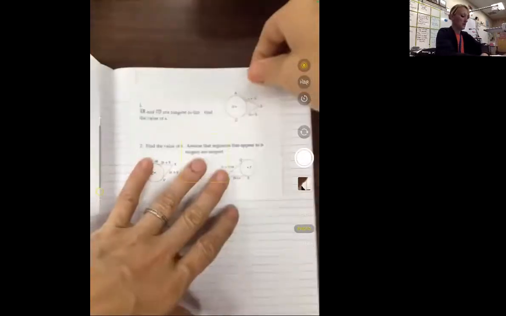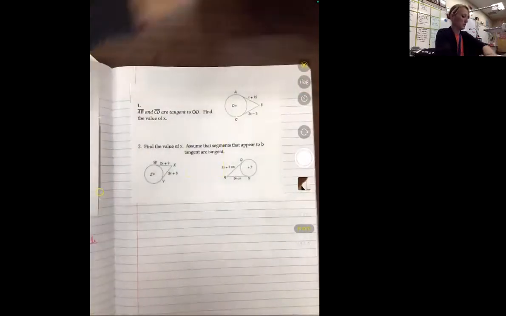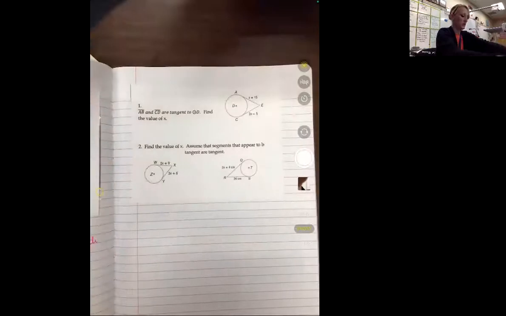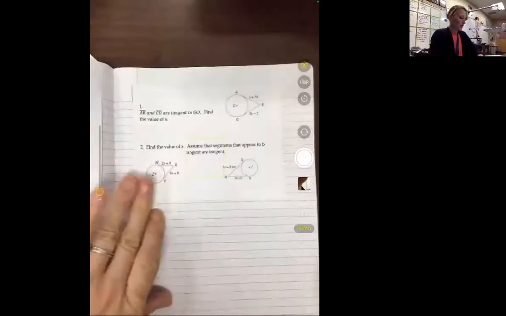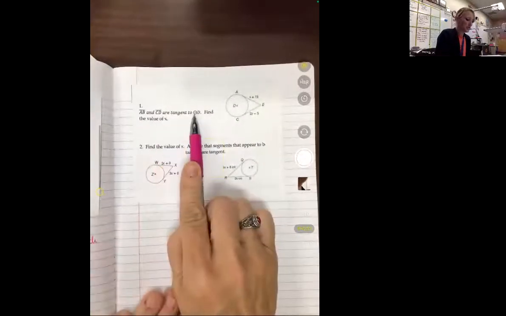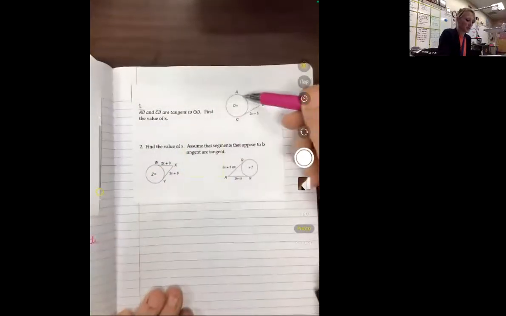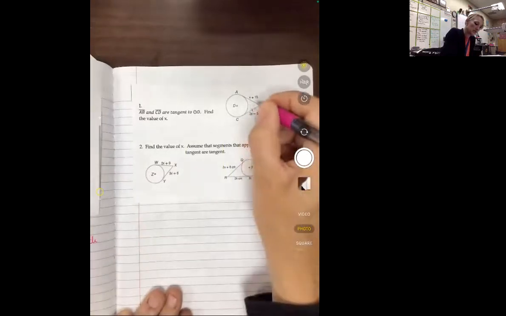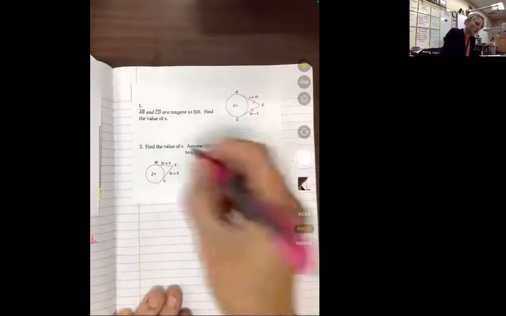So let's look at some examples of this. I'm going to let you guys do several of these. I'm only going to do one of them here in the video, and then you guys can do the rest later. So if AB and CD are tangent to circle D, so we know this one is tangent to this one, find the value of x. We're simply saying that if this is congruent to this, because we know they're both tangent, then we can just write a quick equation.